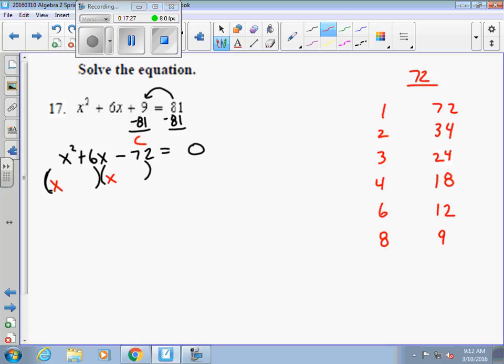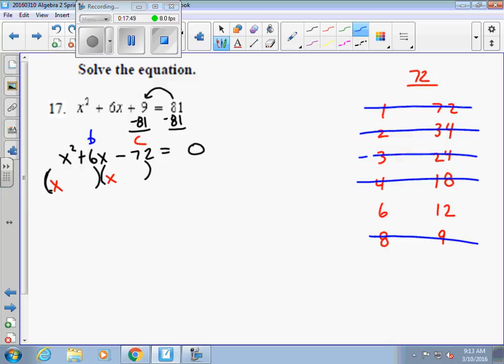Which one of those pairs will get us to the value B, or 6? Okay, so 1 and 72 together is either going to give us 73 or 71. This is going to give us 34 or 38. This is going to give us 21 or 27. This is going to give us 12 or 22. This is going to give us 17 or 1. Only this pair will get us to the number 6. So we got to use 6 and 12.